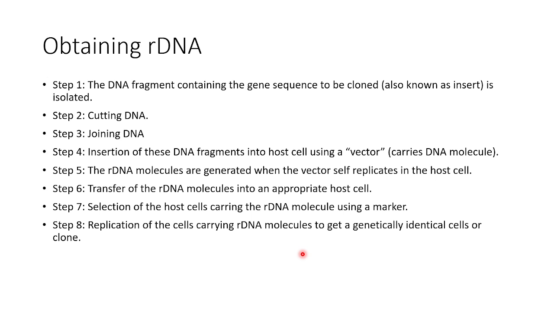So the different steps of obtaining recombinant DNA are as follows. Step one: the DNA fragment containing the gene sequence to be cloned, or the insert, is isolated. Then you cut the DNA, then join the DNA, inserting these DNA fragments into the host cell using a vector. The rDNA molecules are generated when the vector self-replicates in the host cell. Then comes transfer of the rDNA molecules into the appropriate host cell, selection of the host cells carrying the rDNA molecule using a marker, and replication of these cells to get genetically identical cells, or the clone.